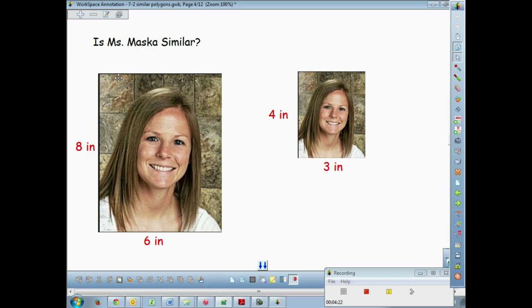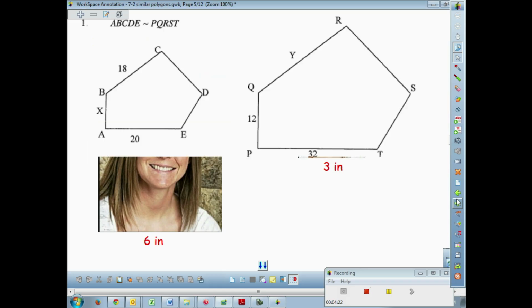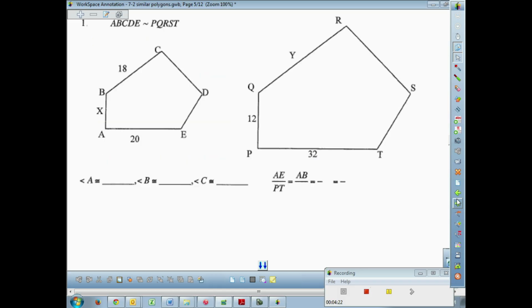Is Ms. Maska similar? Well, obviously, rectangles will assume 4 right angles. Are we okay with that? Scale factor, 8 inches to 4 inches. What's the scale factor? Big over little. What do you got? 2 to 1? Is this a 2 to 1 ratio also? Those pictures are similar to each other because of those two rules. The corresponding angles were congruent, and the corresponding sides were in the same proportion each time. Sound all right? So, here we go with similar polygons.